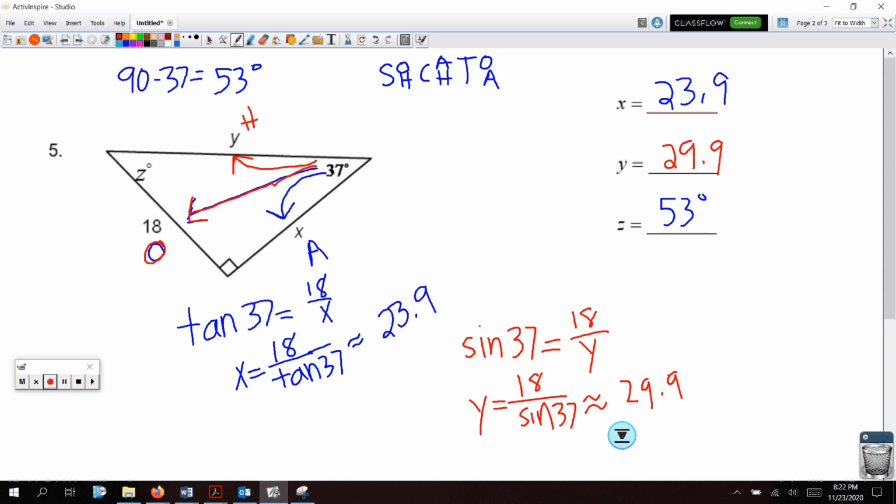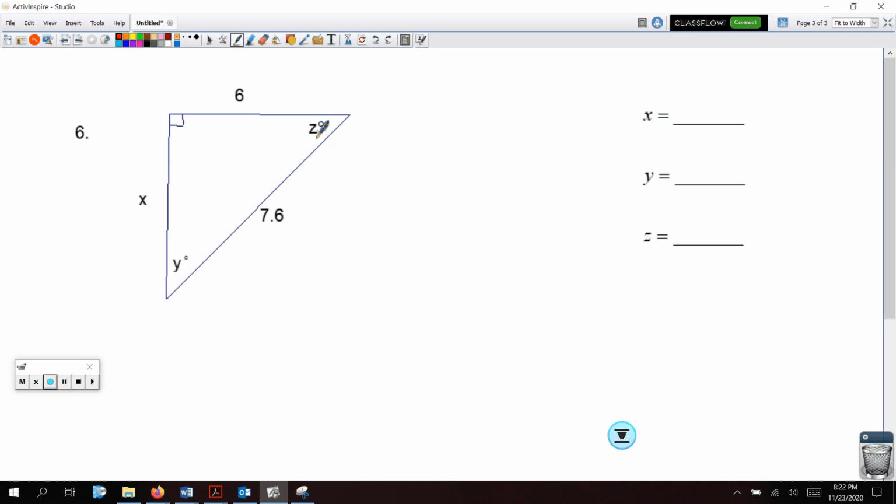Boom. All right, let's take a look at number 6. I think maybe what your problem is, you get nervous about the angles on the inside. So when we're using trig functions, you have to know your ratios. Sine is opposite over hypotenuse, cosine is adjacent over hypotenuse, tangent is opposite over adjacent. Those are the ratios we're using.